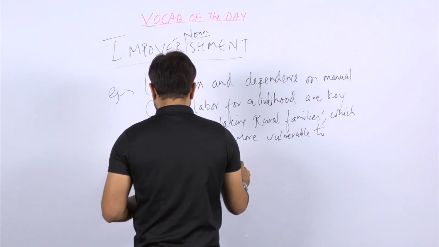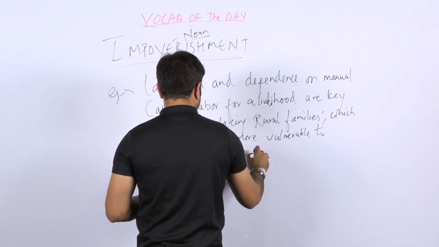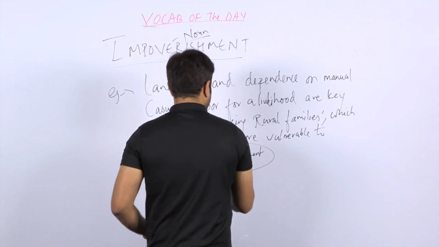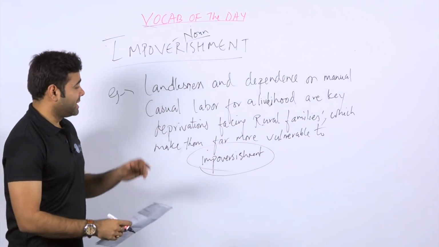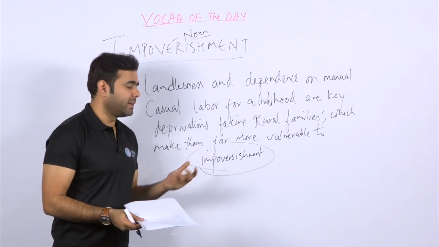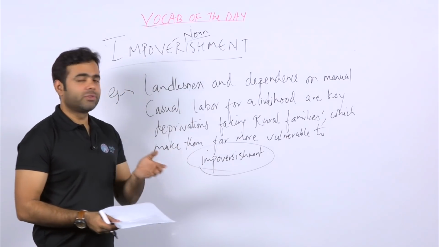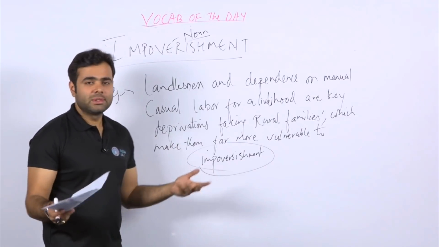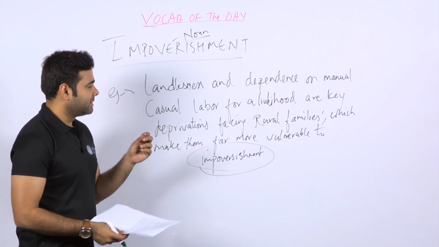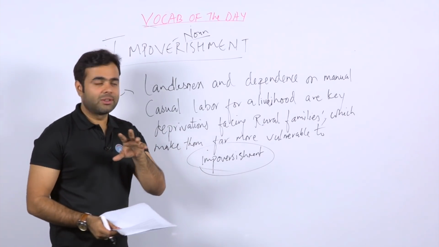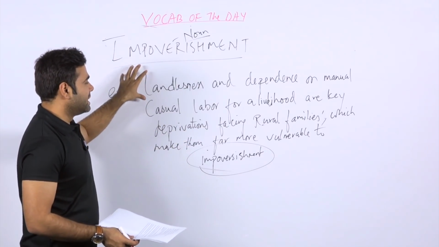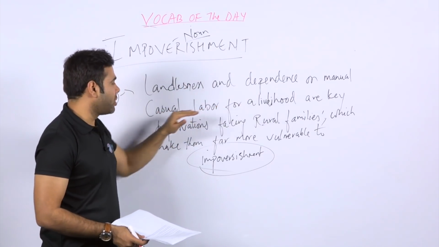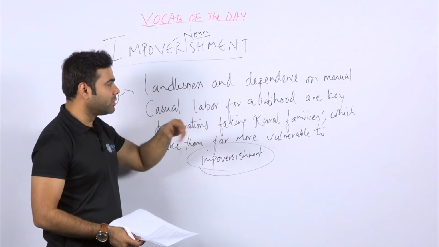I think you must be thinking that, sir, what is this? The sentence is quite long. But students, what is my part in this? My role is nothing, because the sentence is of the Hindi newspaper. You must go and just have a kind of, not struggle or fight with the newspaper. Landlessness and dependence on manual casual labor for a livelihood.